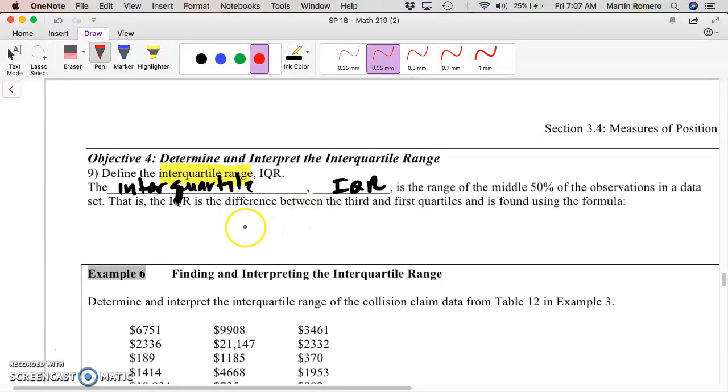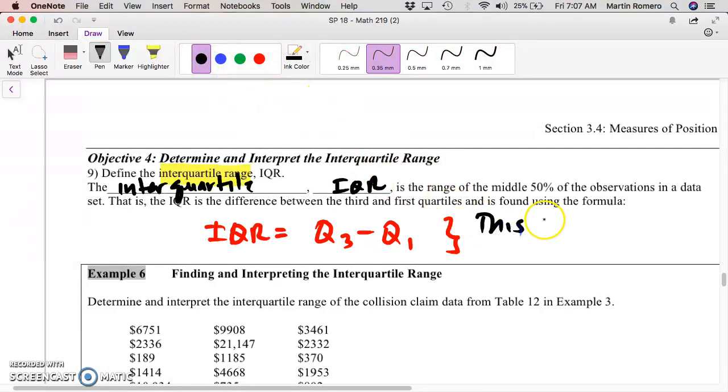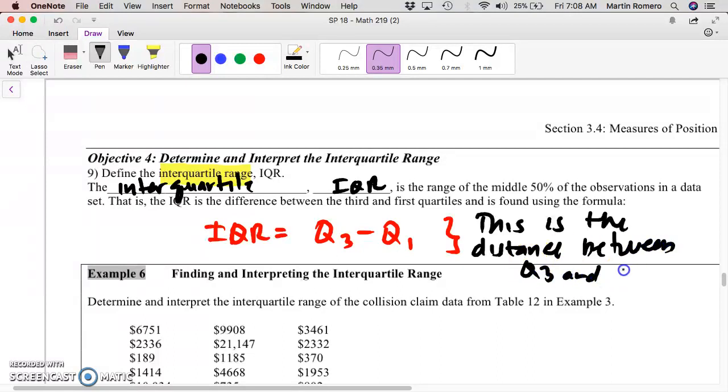To calculate it, IQR is just equal to Q3 minus Q1. This represents, and important to understand, I always emphasize, the distance or the spread between Q3 and Q1. So we are looking at a spread. This is a distance or a spread, so make sure you understand that.